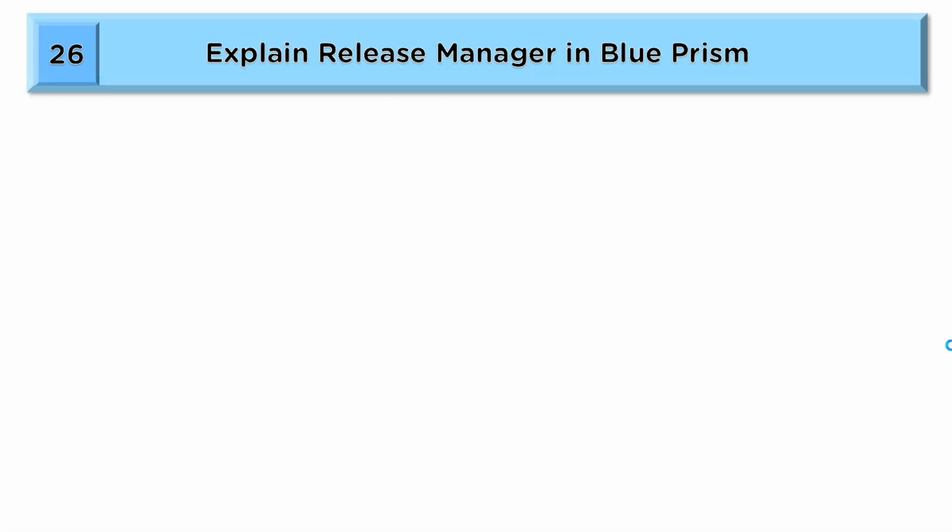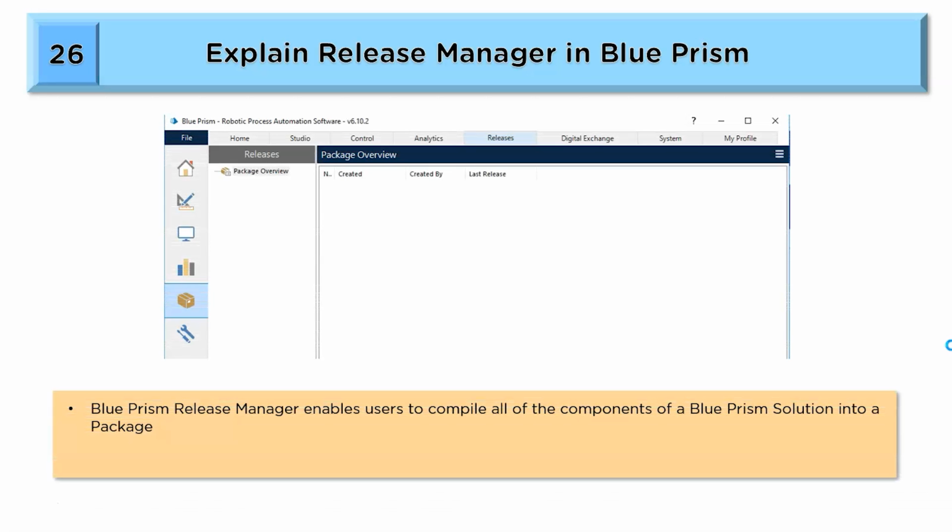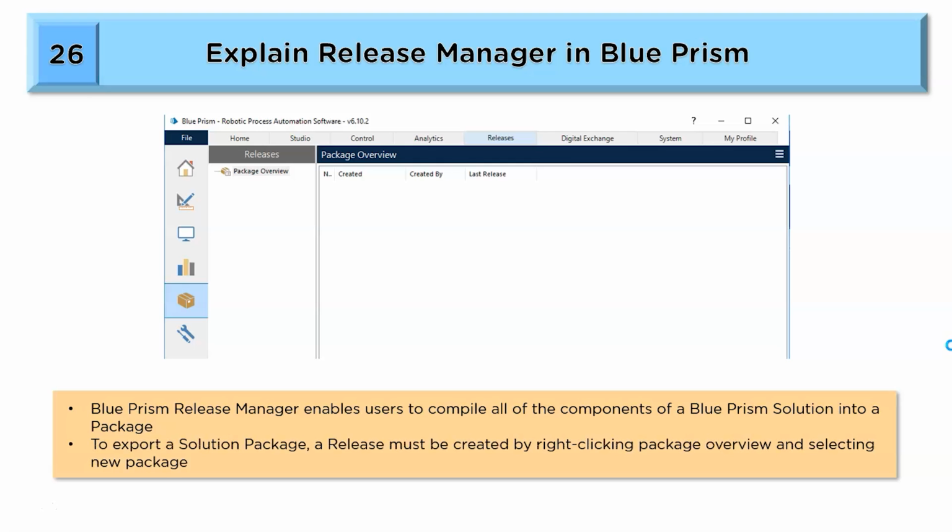Explain Release Manager in Blue Prism. Blue Prism Release Manager enables users to compile all of the components of a Blue Prism solution into a package, including processes, business objects, work queues, schedules, calendars, tiles, and dashboards. To export a solution package, a release must be created by right-clicking Package Overview and selecting New Package. A release is a snapshot of the state of each of the components within a package at a particular moment in time.